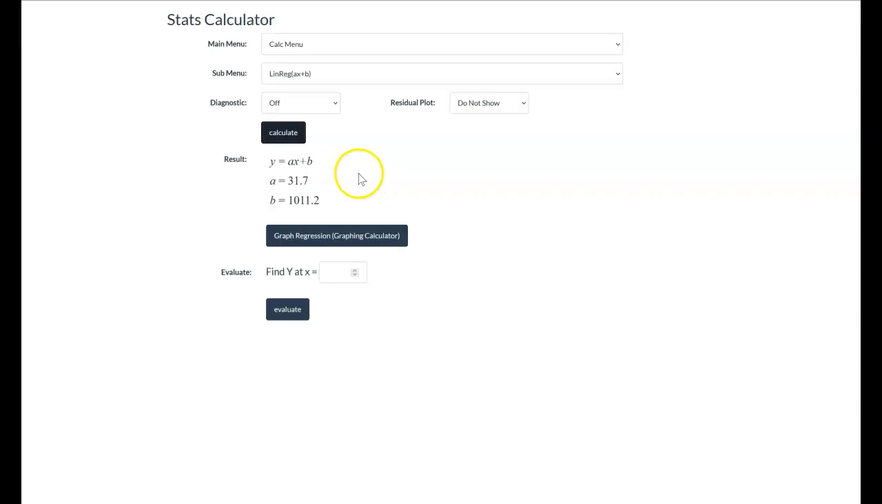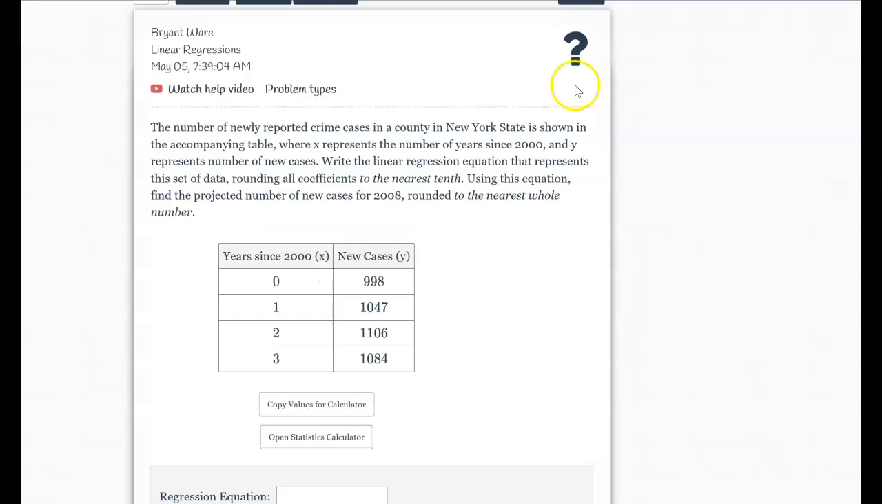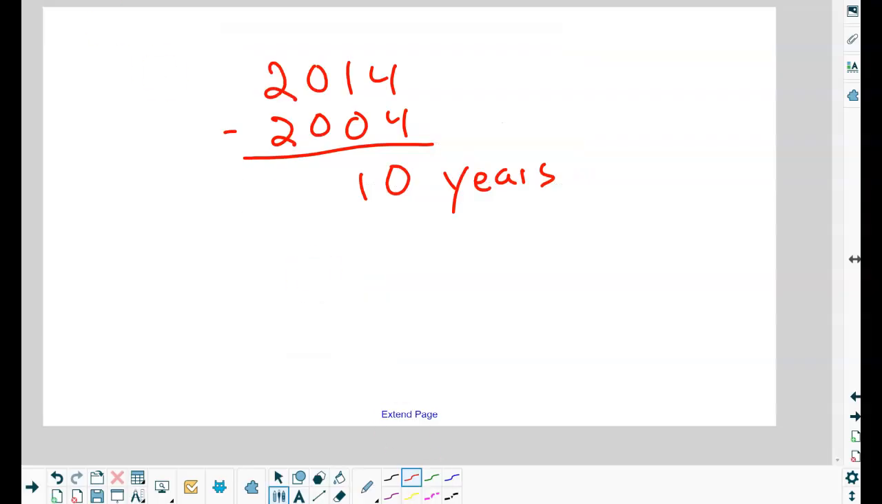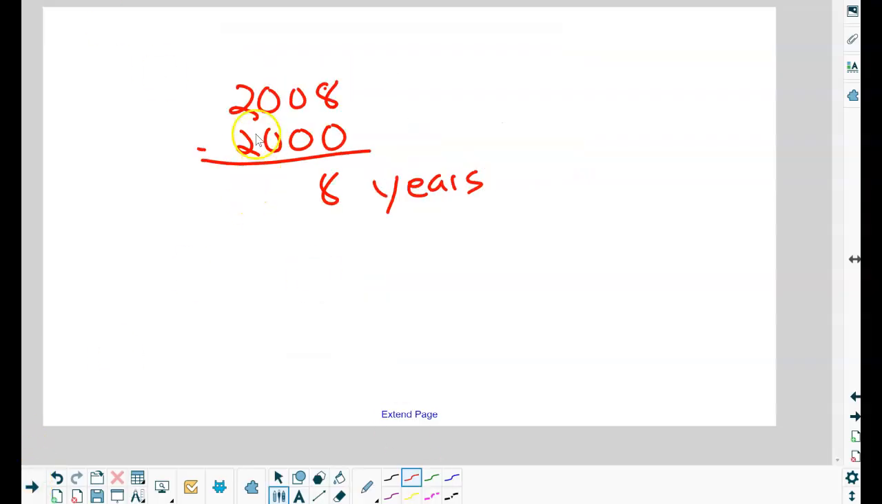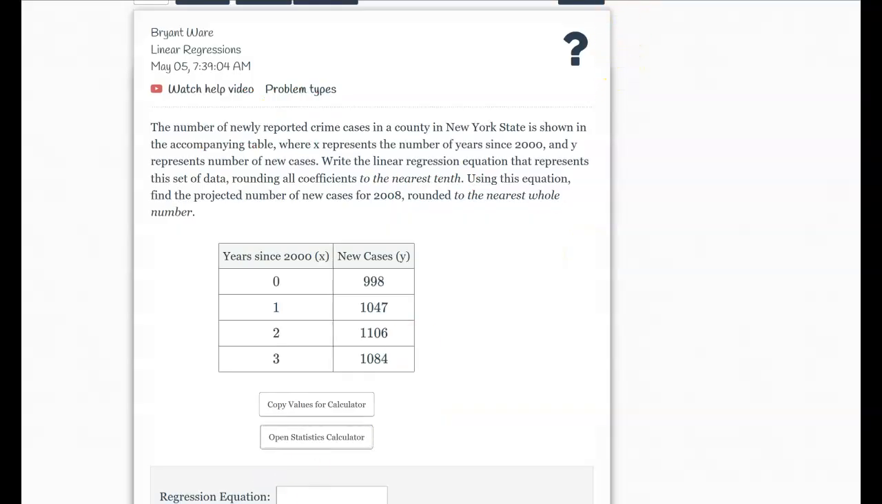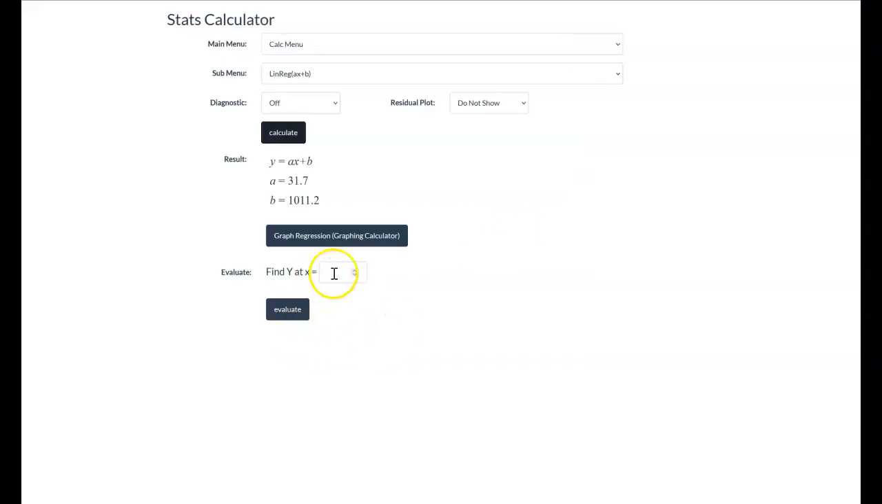All right, now I'm gonna go back because we didn't figure out what number we need to plug in. So I'm gonna go back here. Remember, it's from 2000 to 2008. You may be able to do that without actually calculating it, but it is 2008 minus 2000, which is 8 years. So the number I'm gonna plug in is 8. I'm gonna plug in the number 8 here.